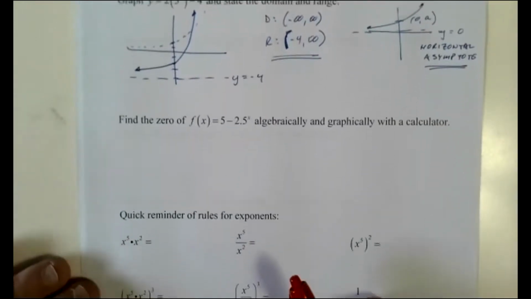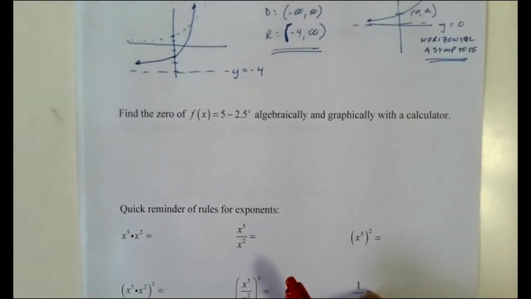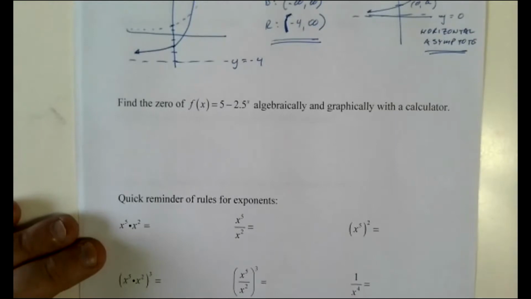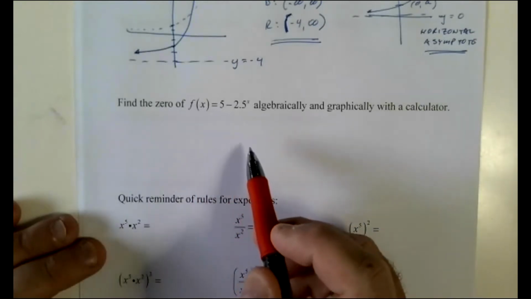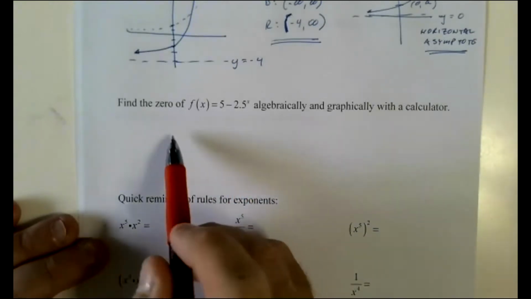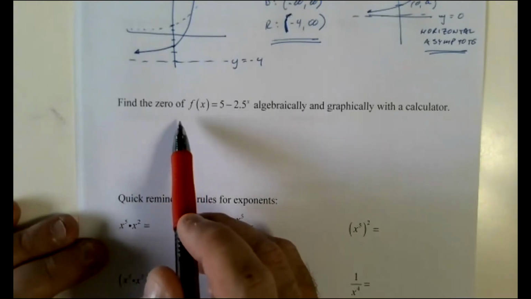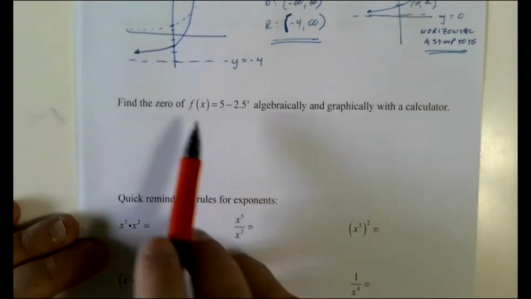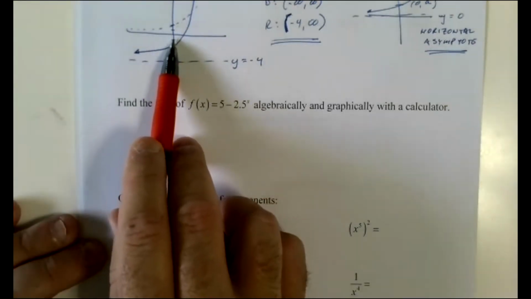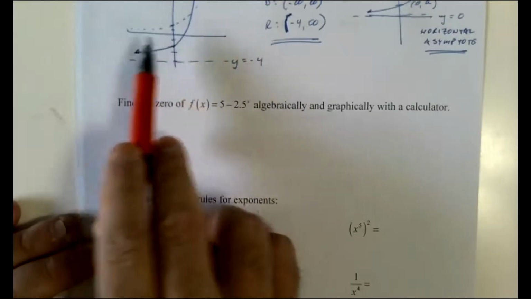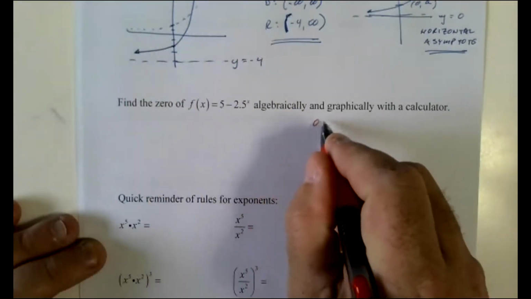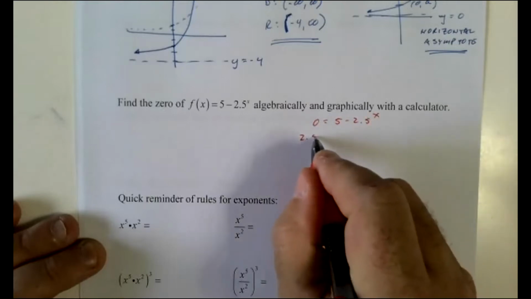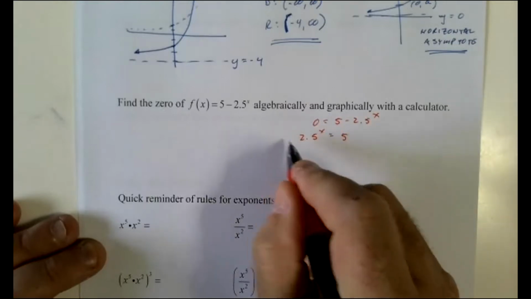So find the 0 of f of x equals 5 minus 2.5 to the x, algebraically and graphically. We'll do it algebraically first. The 0 is where it hits the x-axis, and that's when y equals 0. That's confusing for people. When y equals 0, what does x equal? That's the 0 of this. So 0 equals 5 minus 2.5 to the x. 2.5 to the x equals 5.